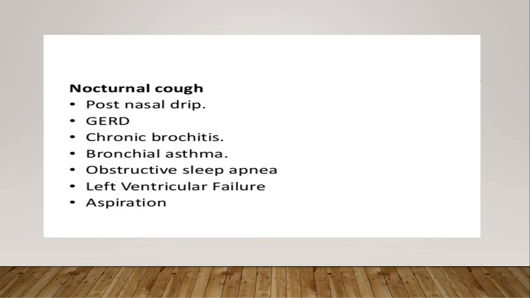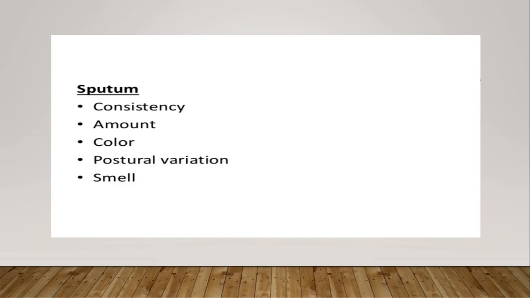Sometimes we have to ask also about the diurnal variation of the cough. Nocturnal cough is usually caused by post-nasal drip, gastroesophageal reflux disease, chronic bronchitis, bronchial asthma, obstructive sleep apnea, left ventricular failure or heart failure, and aspiration. Sputum: in sputum we have to ask about consistency, amount, color, postural variation, and smell.